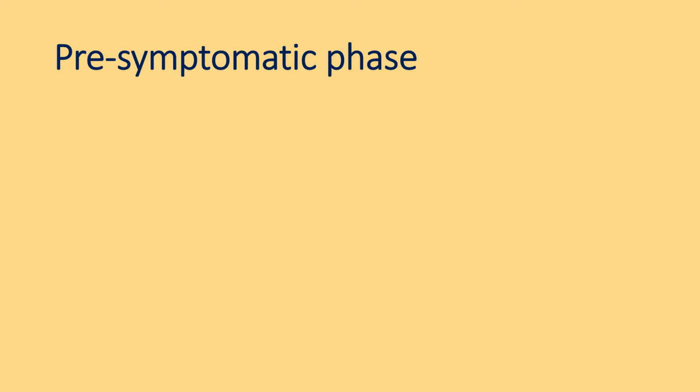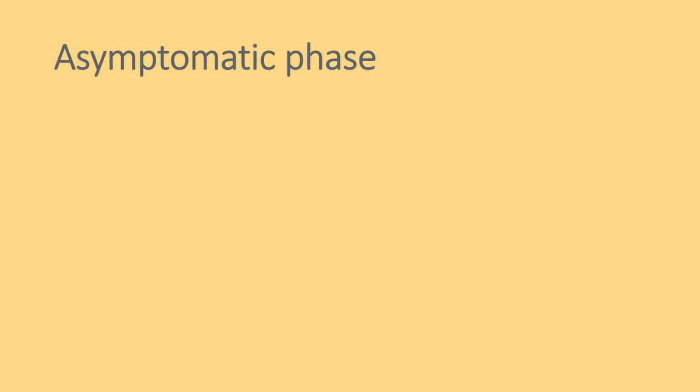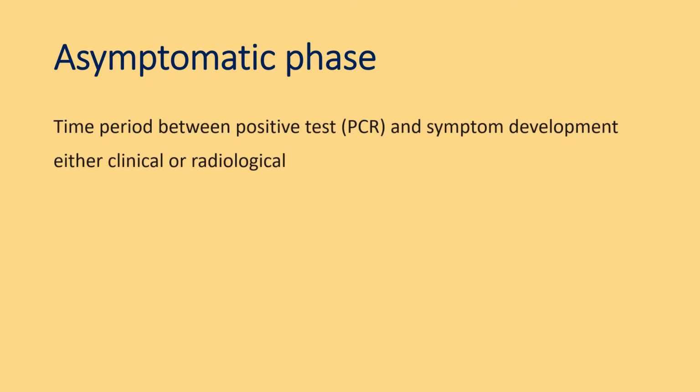Clinically, it can be classified into a pre-symptomatic phase and a symptomatic phase. The pre-symptomatic phase is the time period between exposure to the virus and symptom onset. It is the same as the incubation period, which is 5 to 14 days. The person may be infectious during this period, however, data on this aspect is limited. Asymptomatic phase is nothing but the pre-symptomatic phase in a PCR positive patient. They are usually identified by family screening or contact tracing.